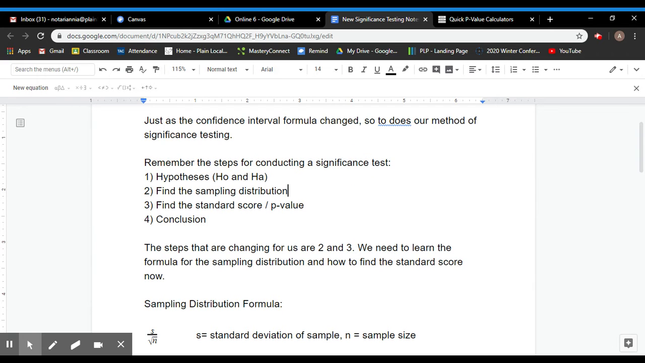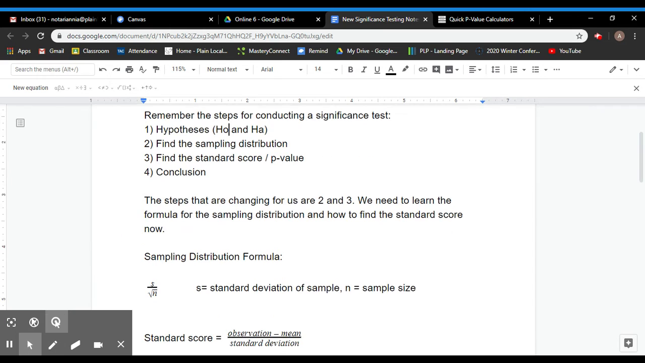This is where you have to go through the hypotheses. You have to state what H0 and HA is. You have to find the sampling distribution. We'll talk about what that is. You still have to find the standard score. Remember, that's your z-score. And then you still have to use that to find a p-value, except this time you don't have to use a chart, so that got easier. And then lastly, you have to make a conclusion about H0 and HA, which hypothesis was supported.